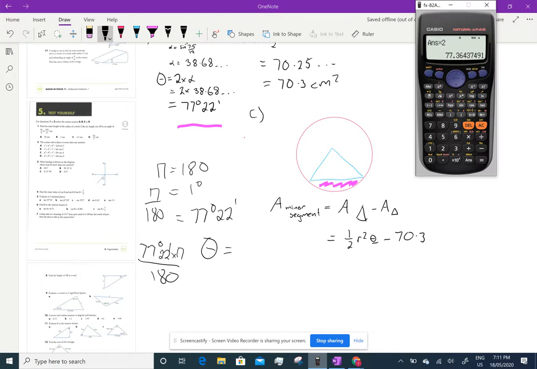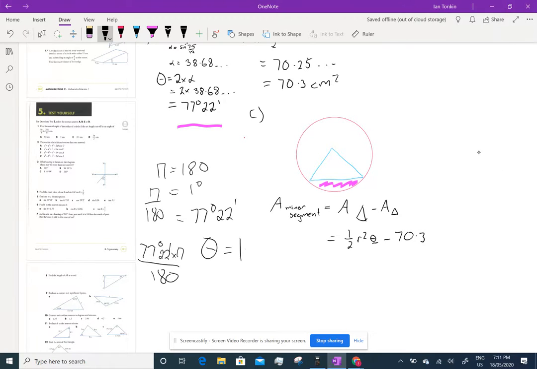So that's what I've got. I'm going to times it by pi. I've got too many times in there. And I'm going to divide by 180. And there's my answer, and I get theta in radians, 1.35.